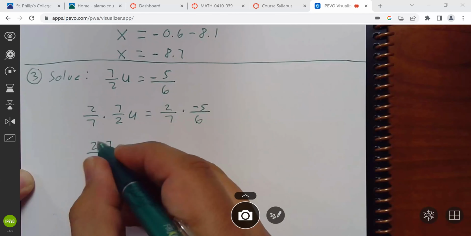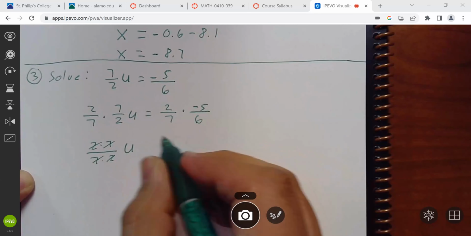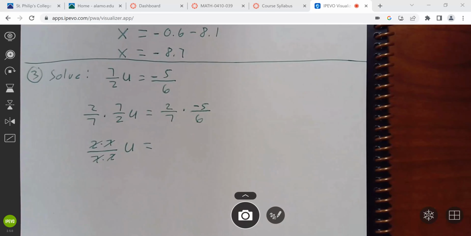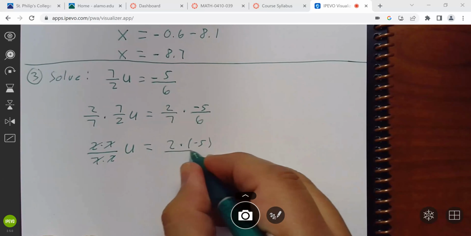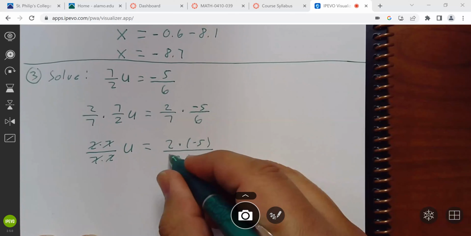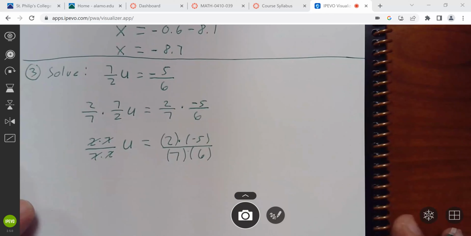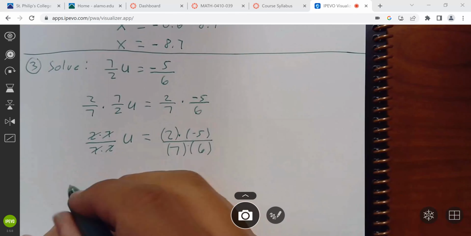So you can see these 2s cancel, these 7s cancel. That's easy. Get rid of them. Now on the right-hand side you've got 2 times negative 5 over 7 times 6. Parentheses are not necessary, but on the negative 5 it is kind of necessary because it'll become confusing. So let's just put them everywhere.